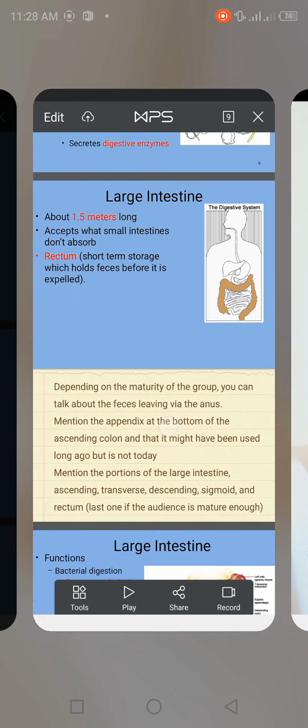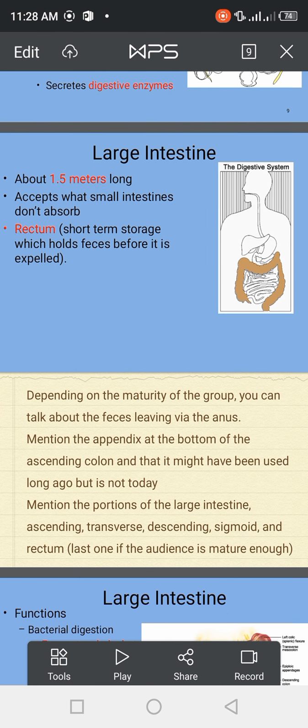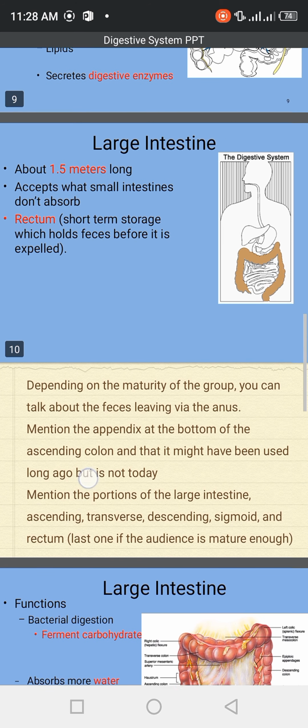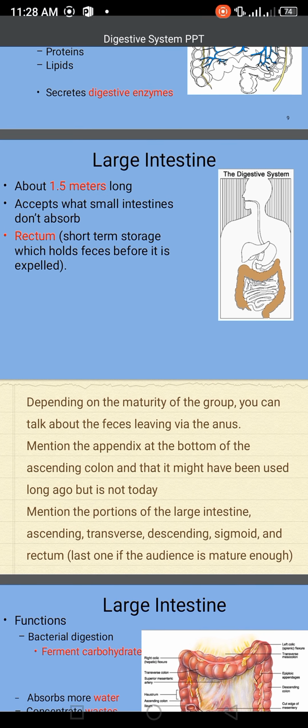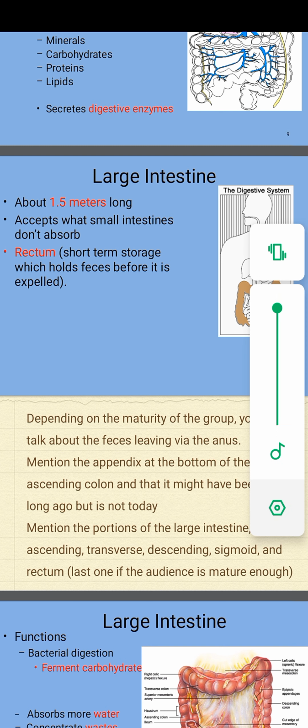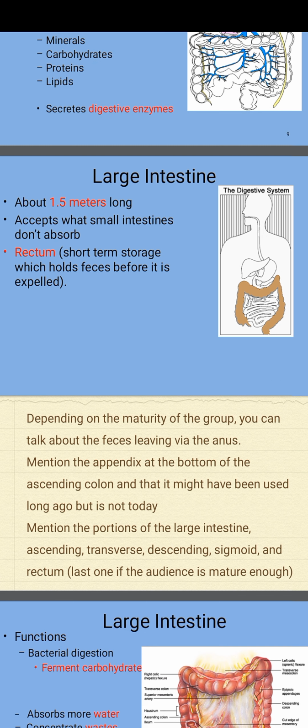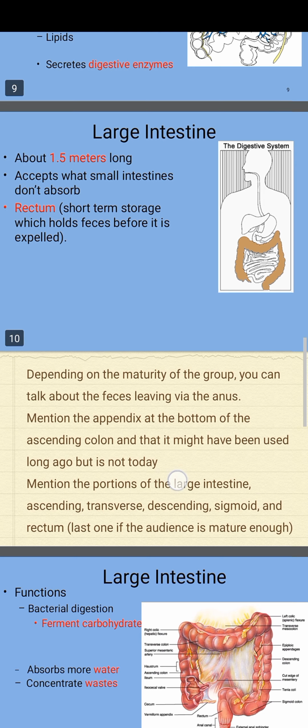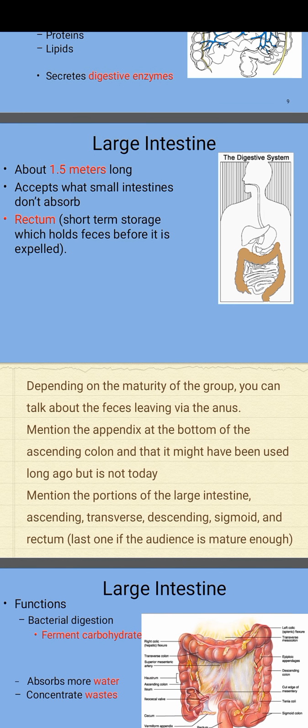So now going back, in the large intestine, you can see in the 10th slide, it is about 1.5 meters long, and secondly, it accepts what the small intestine doesn't absorb. So the large intestine is absorbing the part which the small intestine cannot absorb. After that, the rectum: short-term storage which holds feces before they are expelled. This is a very good point.